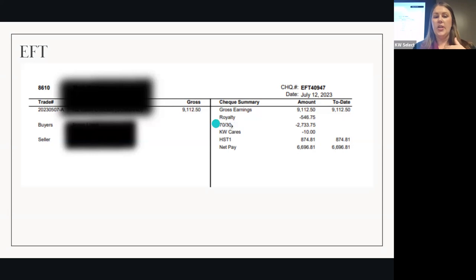Splits can change depending on your production level. Everyone has a cap of 20,000 if you're an individual agent and 10,000 if you're on a team. The percentage can change, but the cap amount is always the same. Then this person contributes to Kindness Works, so you can see the $10 deduction here. And then they're paid HST. Because you're a business, you are collecting HST, so the HST is paid there.